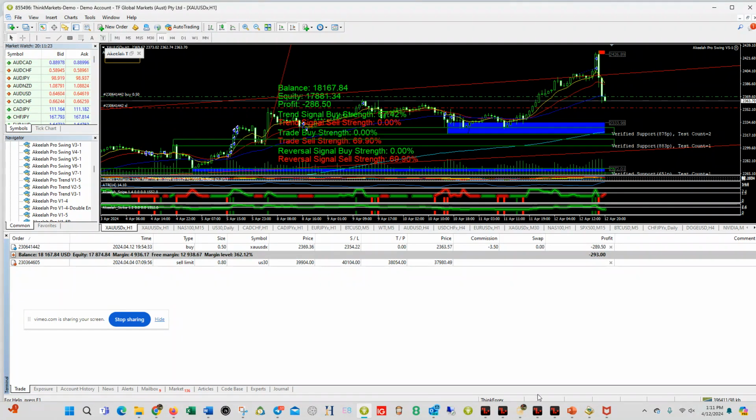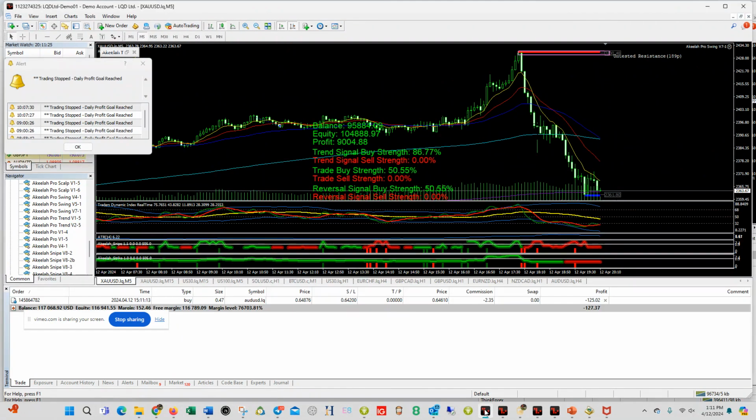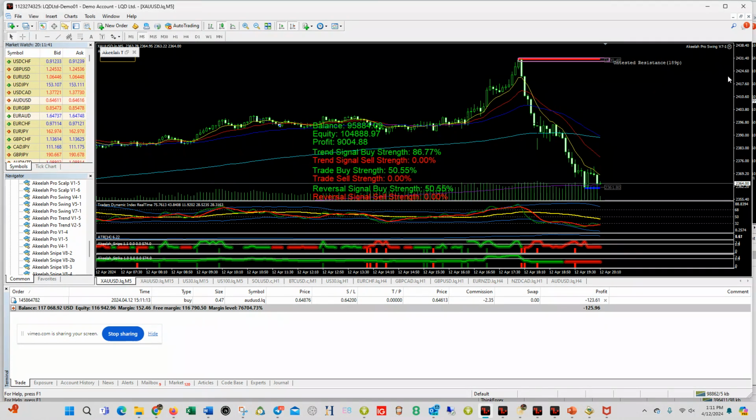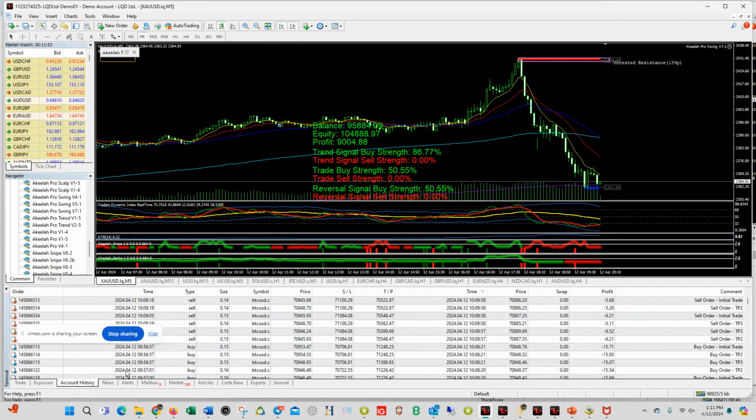Okay, let's go to the next account. This one, and it just went away. We hit our daily profit goal on this account. This is a larger account that we're managing. It is running predominantly the bigger strategies, pro strategies, more significant risks. We're trading gold, we're trading NAS and US30 on here. So let's look at what we closed out on here.